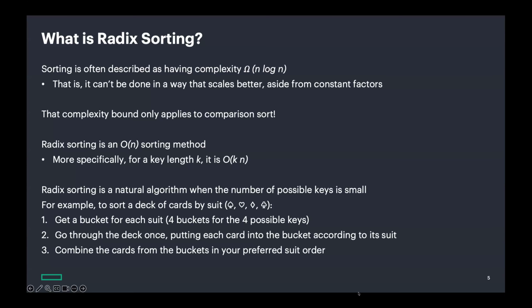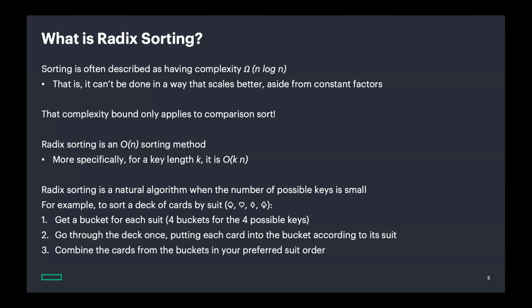So let's talk about radix sorting. So sorting is often described as having complexity n log n. If you have taken some computer science courses, you would have covered this. There is a theorem that says that's the best you can do. Aside from constant factors, it's going to scale this way. But that bound only applies to comparison sort.